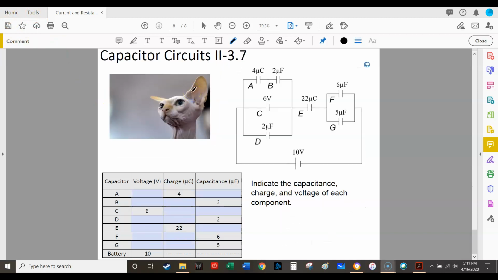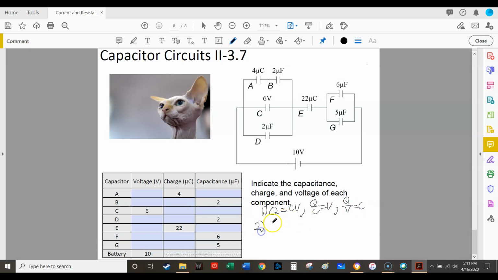And here we are on the very last puzzle for this lecture. Okay? This is in Capacitor Circuits 2, 3.7. And what that means is this. When we're writing our rules, and I'll write them here. Q is equal to CV. Q over C is equal to V. Q over V is equal to C.